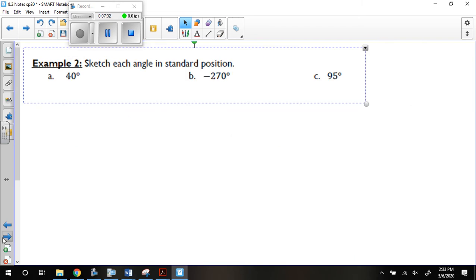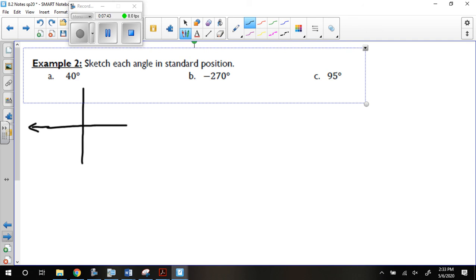All right, now we have an angle measure and we are going to sketch that angle. Okay, so I will draw an X and Y axis here. We know the initial side of our angle is always going to be on the positive X axis, so you can go ahead and put that there. All right, so a 40 degree angle, this is positive, which means we need to go counterclockwise.